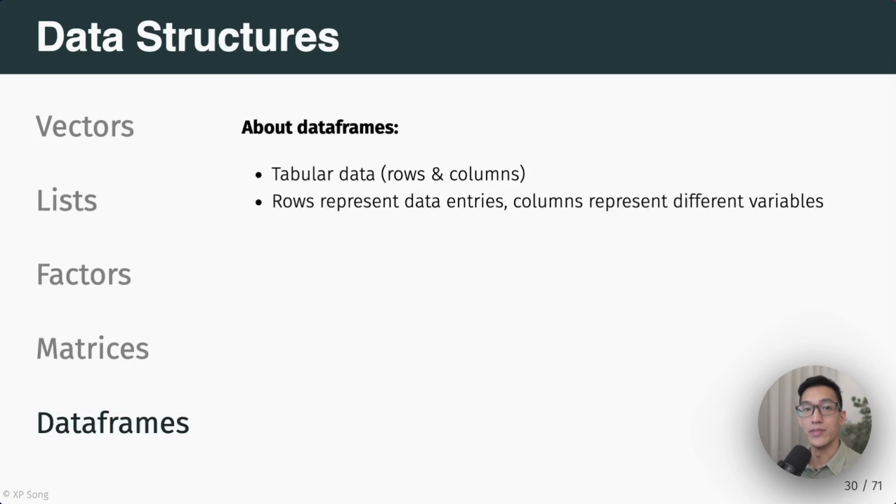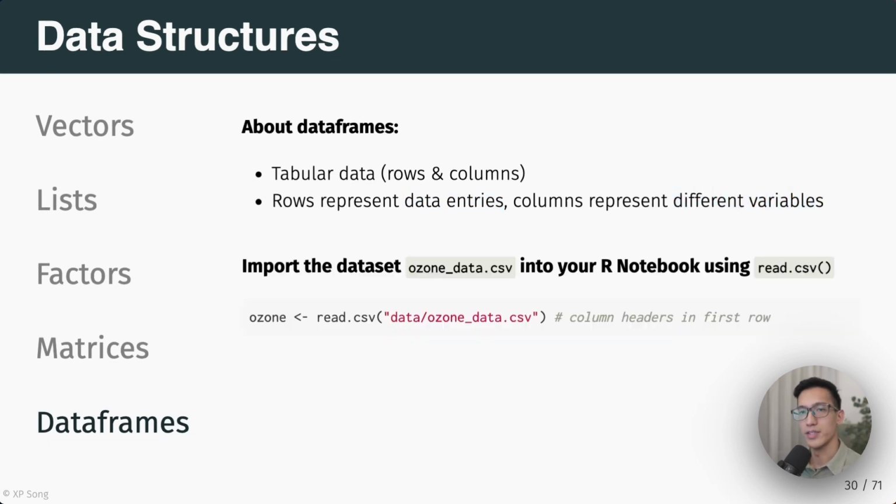Finally, let's talk about data frames. Data frames are also tabular data with rows and columns. Typically, each row would represent a data entry, and each column will represent different variables. For example, recall that in an earlier video, we imported the dataset ozone_data.csv using this function read.csv.